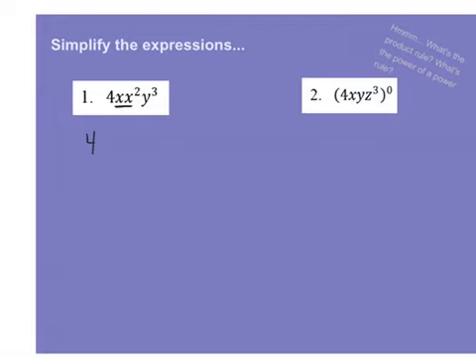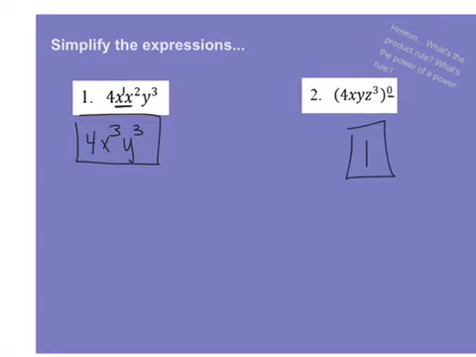X times x to the 2, or x squared. Remember, if there is no power there, it's an imaginary 1. And when I multiply, I add them. So I end up with x to the 3rd. And then the y to the 3rd is all alone. There's nothing else there, so it's y to the 3rd. I only have one of each variable, so I know I'm done. Number 2, I have 4xyz to the 3rd, all to the 0 power. Remember, anything to the 0 power is 1, and we're done.